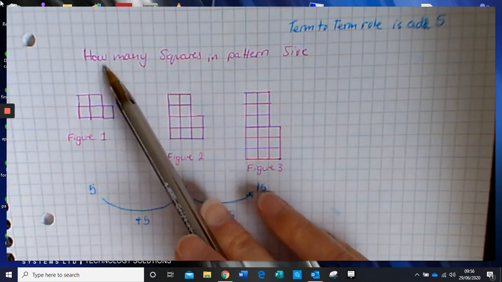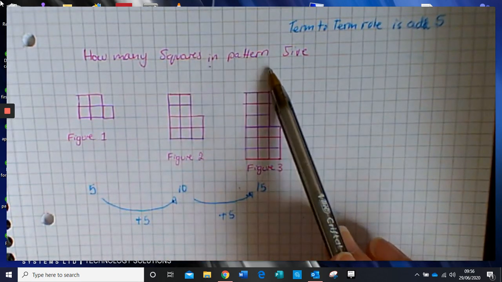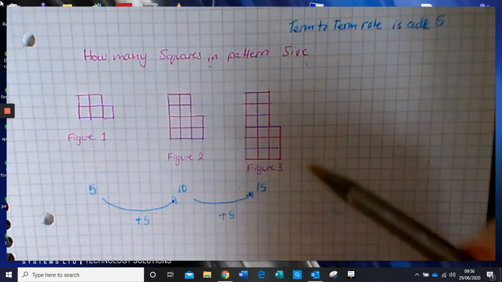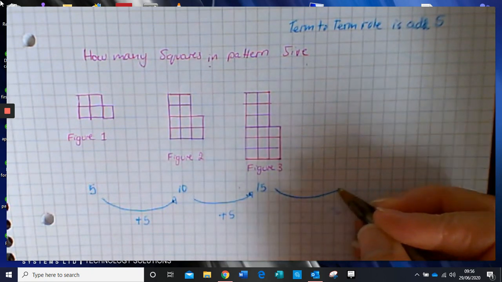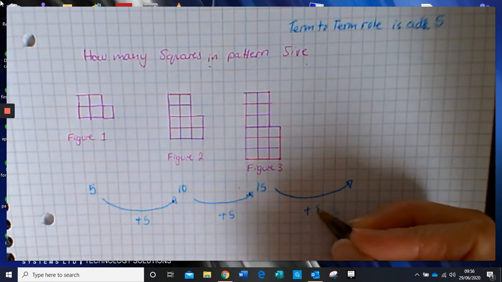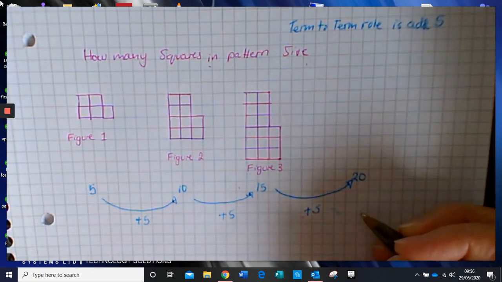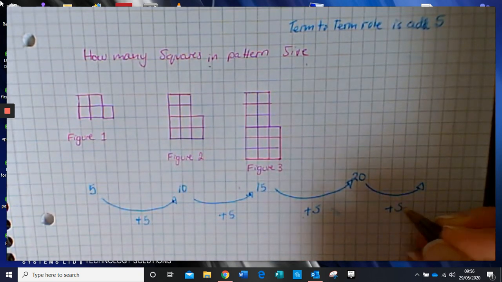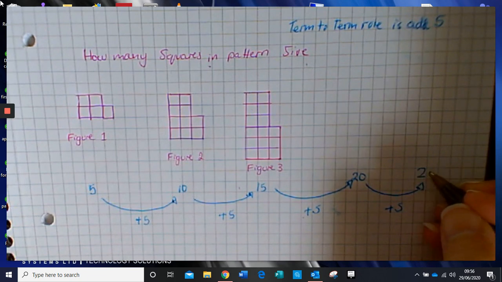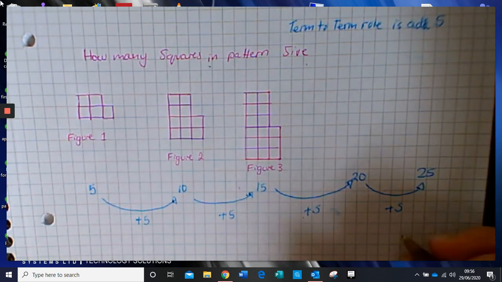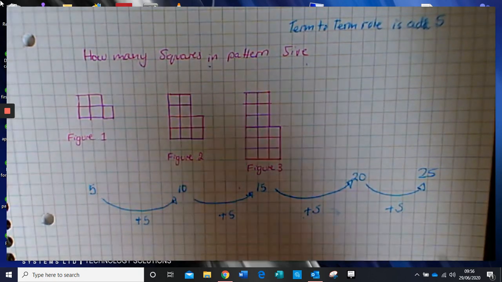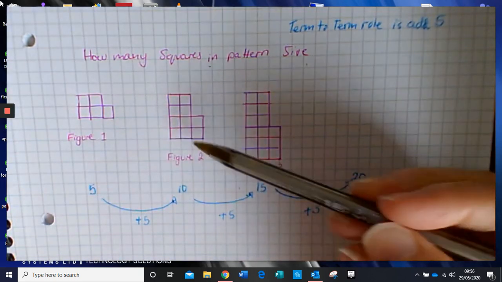It says, how many squares are in pattern 5 or in figure 5? Well, we know that if we're going to add 5 each time, we're going to land up with 20 in the fourth figure or picture, and we're going to add another 5, we will get 25 in the fifth one. But we can have a look at this as far as the pictures. We could figure it out from the pictures.